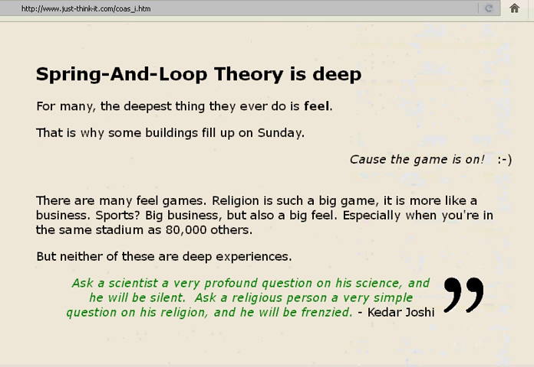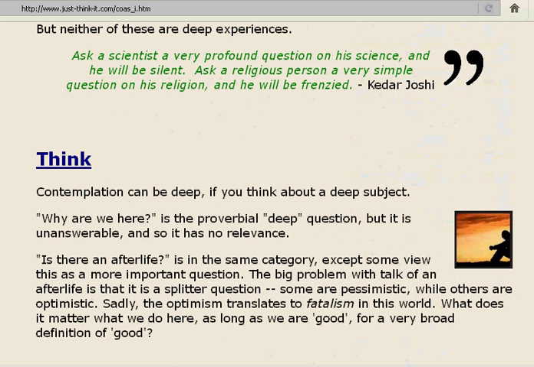But neither of these are deep experiences. Ask a scientist a very profound question on his science and he will be silent. Ask a religious person a very simple question on his religion and he will be frenzied. Kedar Yoshi.